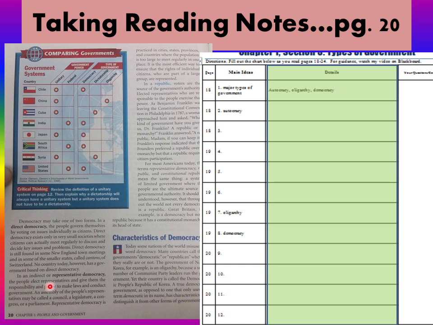People elect representatives and give them the responsibility and power to make laws and conduct government. Okay, so that should go there for number 10, the definition.